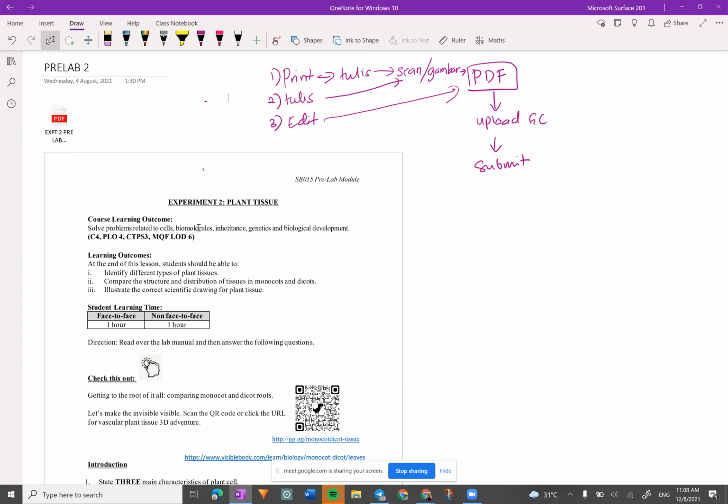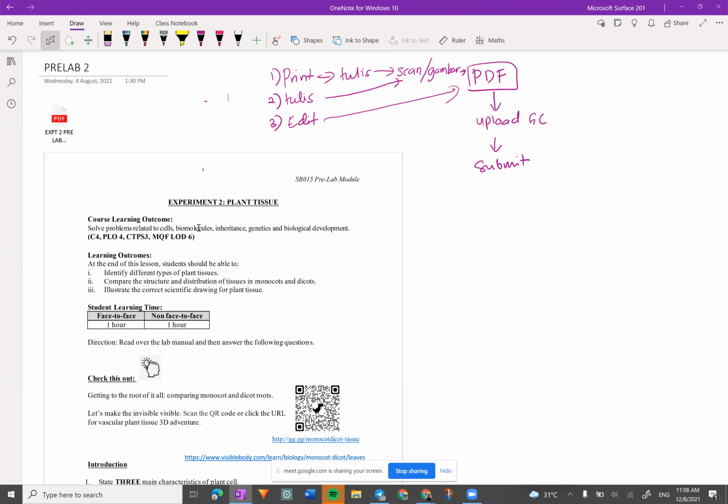So kita tak nak itu yang berlaku. Especially saya lah, saya tak nak itu yang berlaku. You salah markah disebabkan technicalities. So that's why I want you guys untuk practice benda ni. Okay, scan ataupun ambil gambar lepas tu save as PDF. And then upload them to GC and then click submit.